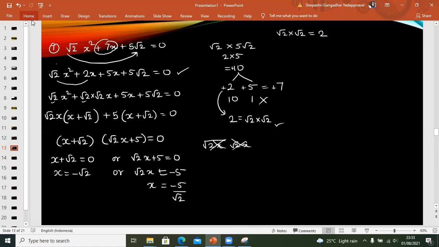Okay, so let's go to the next question. Question number 8. There are 12 questions in this exercise. So the 8th question is 3x square minus 2 root 6x plus 2 equals 0.